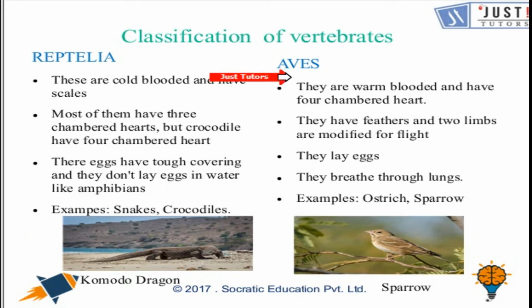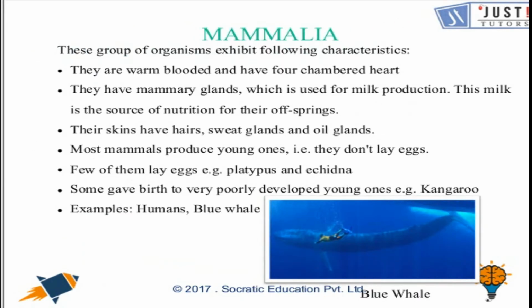The next one is Aves. The body is covered with feathers and forelimbs are modified into wings. These are warm-blooded animals. For example, you can think of ostrich or sparrow. Now let's move forward towards the next slide and let's talk about Mammalia. The body is covered with hair and skin has sweat glands. Mammary glands are present in females and are used for nourishing the young ones. Most of the mammalians give birth to the young ones, but few of them lay eggs as well. For example, platypus and echidna.